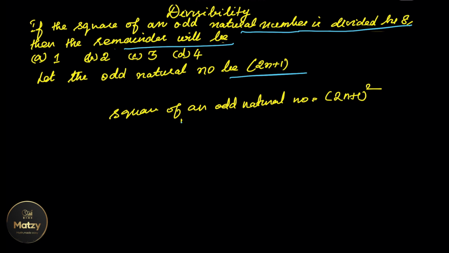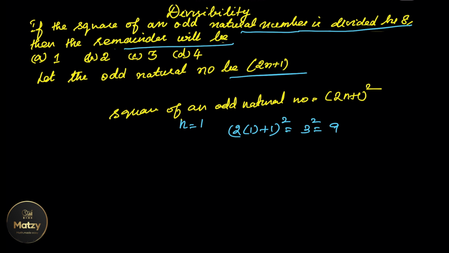First I am taking n value as 1. When n is equal to 1, what is (2n plus 1) the whole square? (2 into 1 plus 1) the whole square. That is 2 ones are 2, 2 plus 1 is 3, 3 square is 9.